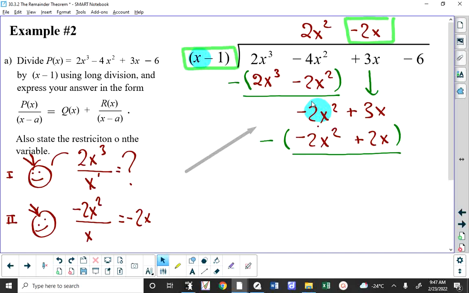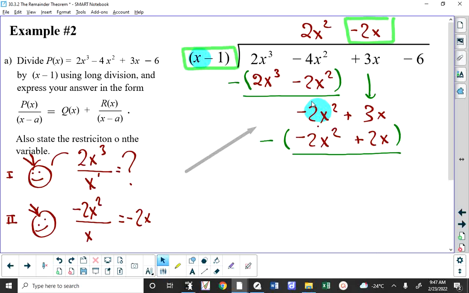Now, I don't know if you recall, but I mentioned earlier that you didn't have to bring the 3x down right away, but sooner or later you would say, well, I have to. And this is the point where if you didn't bring this 3x down, you would go, well, I need to subtract. Oh, right. I got to bring this 3x down because I need something to subtract the 2x from.